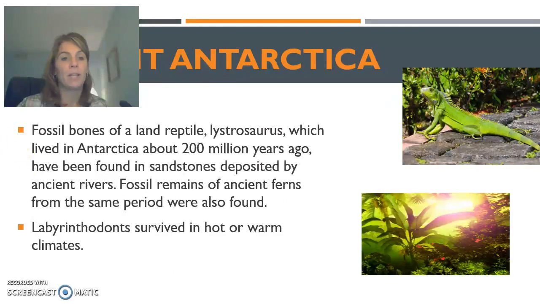All right, ancient Antarctica. Fossil bones of a land reptile, the Lystrosaurus, which lived in Antarctica about 200 million years ago, have been found in sandstone deposits by ancient rivers. Fossil remains of ancient ferns from the same period were also found, and labyrinthodonts survived in hot or warm climates. So that's really interesting. What does that tell us? That tells us that Antarctica back then was very different, right?